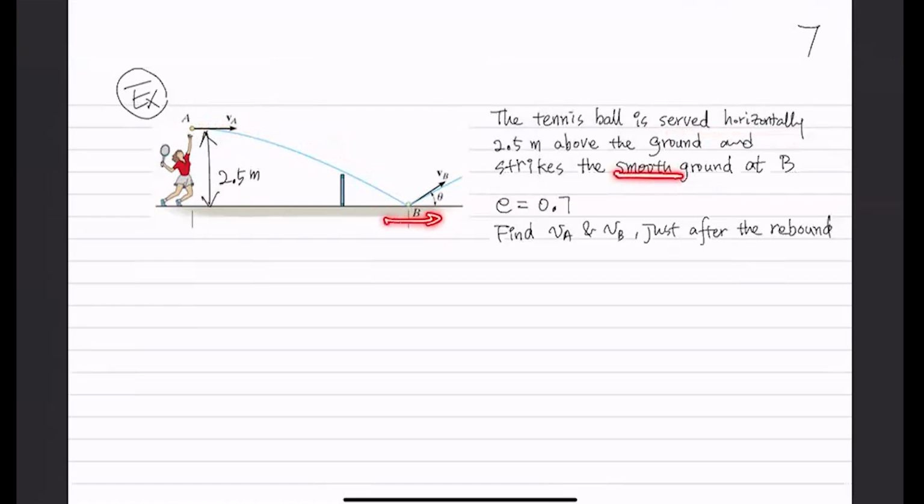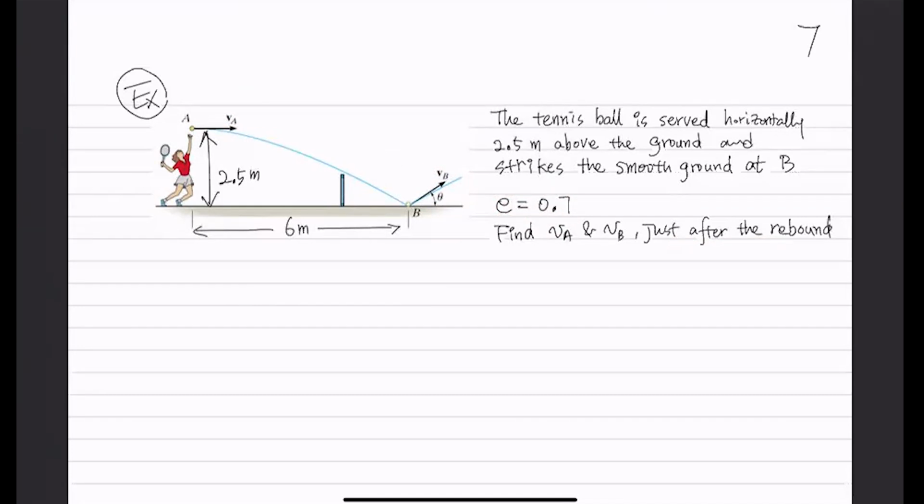So there's no friction or anything in the horizontal direction, okay? So you can imagine the velocity that comes in and goes out is going to be the same. Only the velocity in the vertical direction might change. And the coefficient of restitution was given as 0.7. And we want to find out what this VA was and what this VB is right after the rebound. And this is 6 meters.